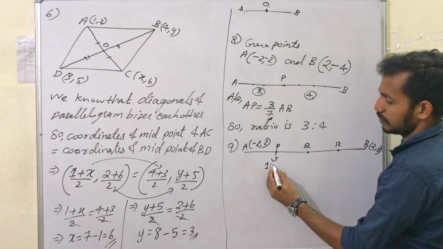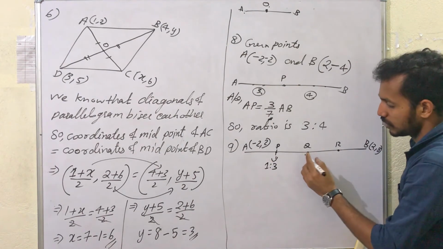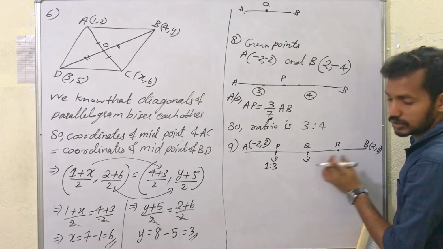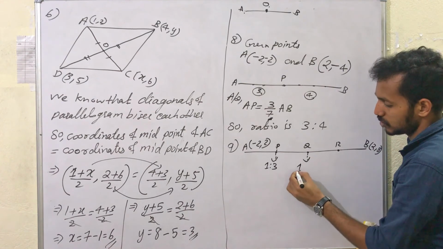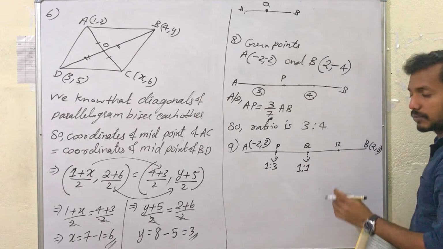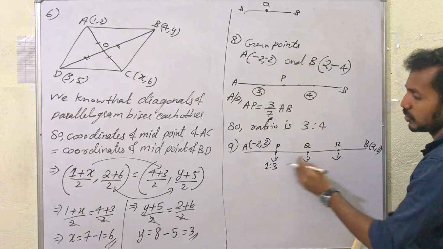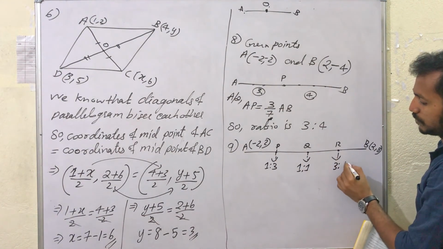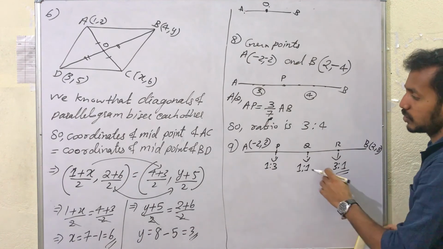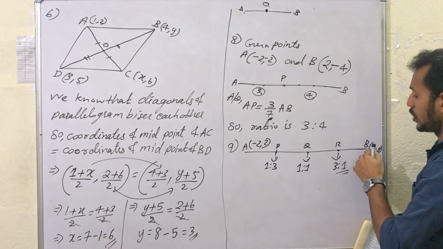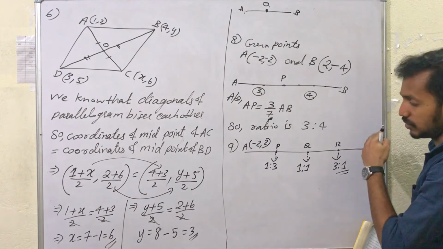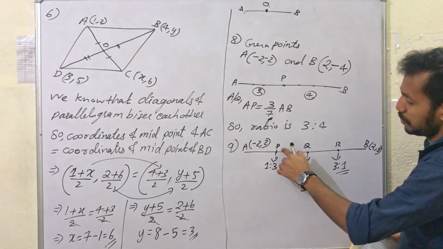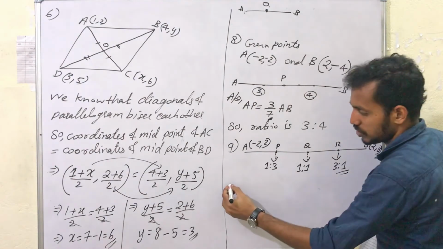1:3. In case of Q, what will be the ratio? 2 here, here also 2. That means 2 to cancel, it will be 1:1, midpoint. Q will be the midpoint. In case of R, what will be the ratio? 3 to 1. So you have the ratio, and the x1, y1, x2, y2 values, you need to apply the section formula, you will get the coordinates of P, Q and R.